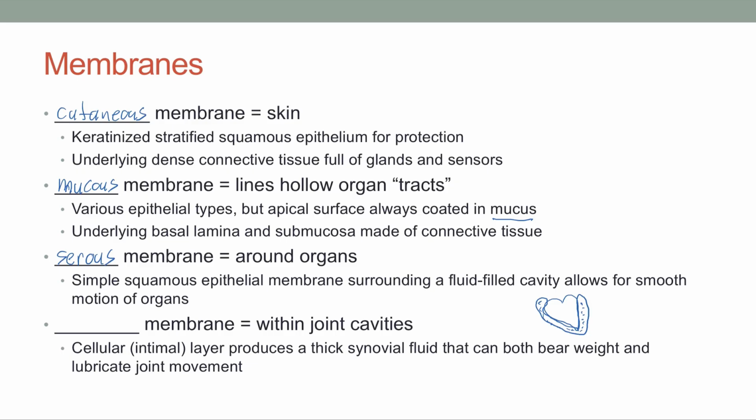And then finally, there is the synovial membrane, which is a special membrane found in joint cavities. We'll study those much more in the next unit when we study joints, but for right now, all you need to know is that there's a cellular layer called the intimal layer, the layer that's in intimate contact with the joint, that produces a thick synovial fluid that has the interesting property that it can both be solid enough to bear weight and fluid enough to lubricate joint movement.